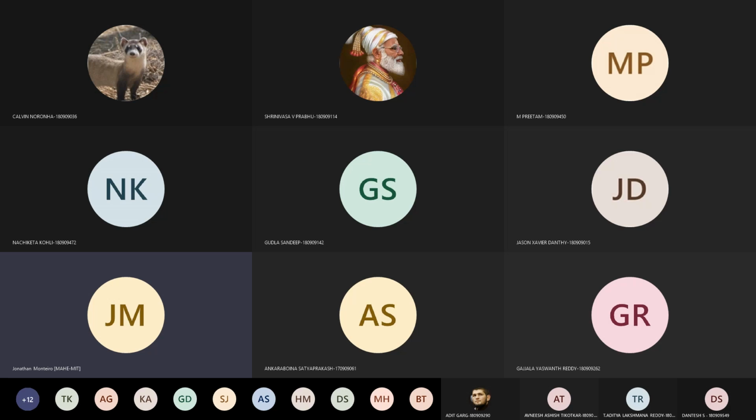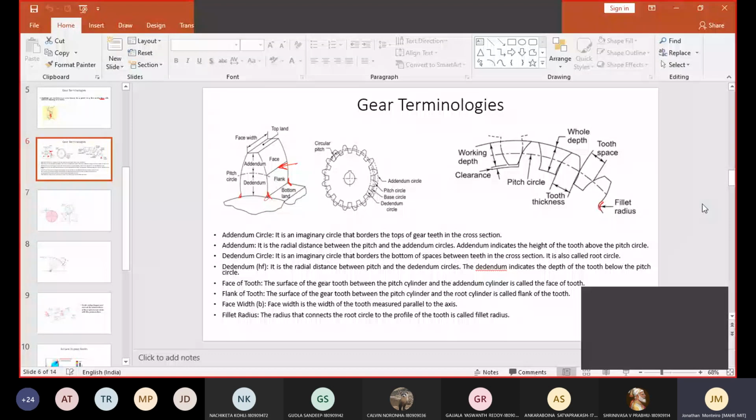So this is class 9 and we'll be discussing the spur gear and hence the Lewis equation today. Let me just share the slide with you. Yeah. So this is where we stopped in the previous class.